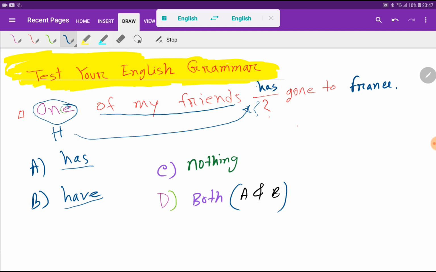Or "one" is third person singular. With third person singular we usually use "has", right? So one of my friends has gone to France.